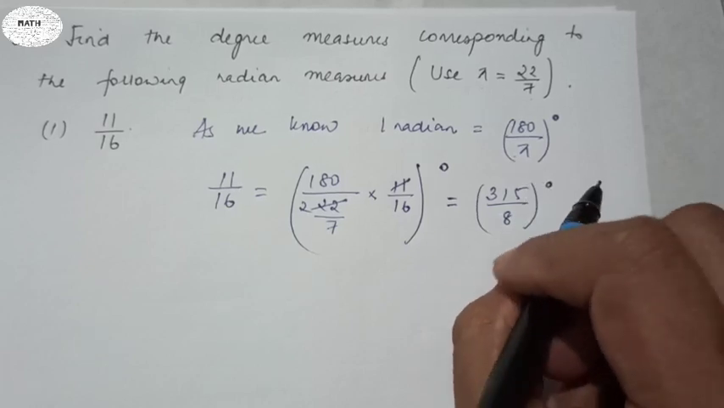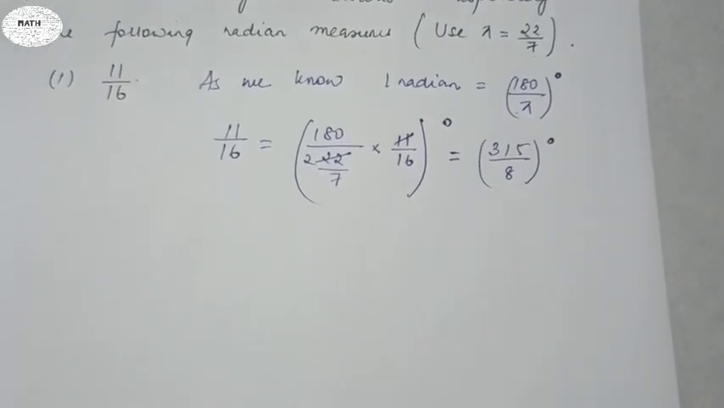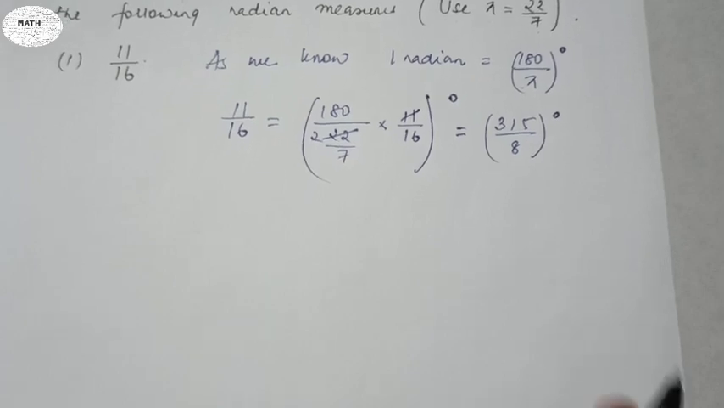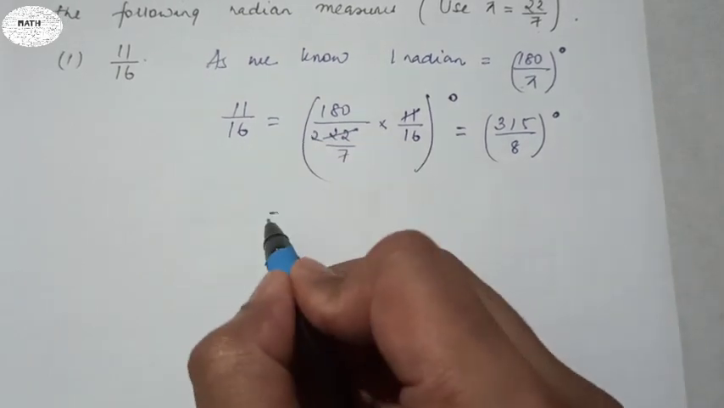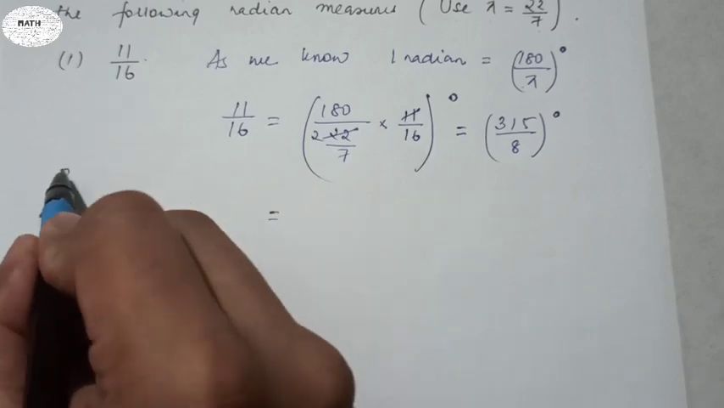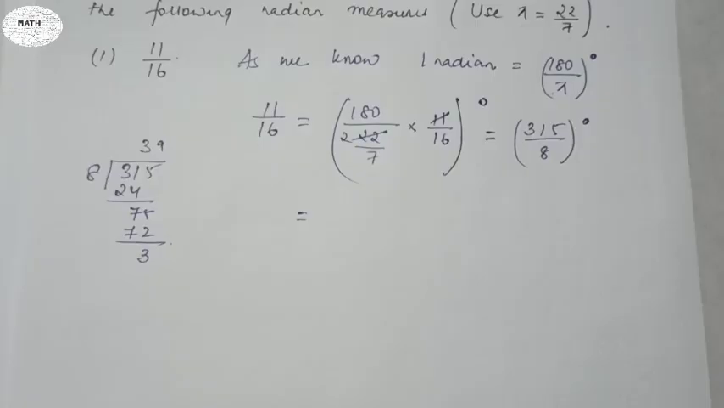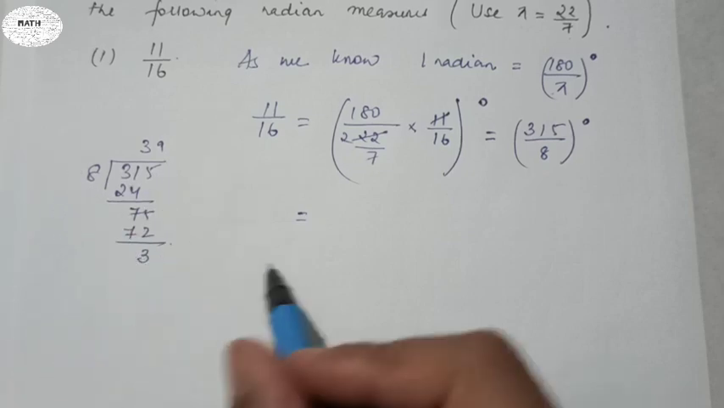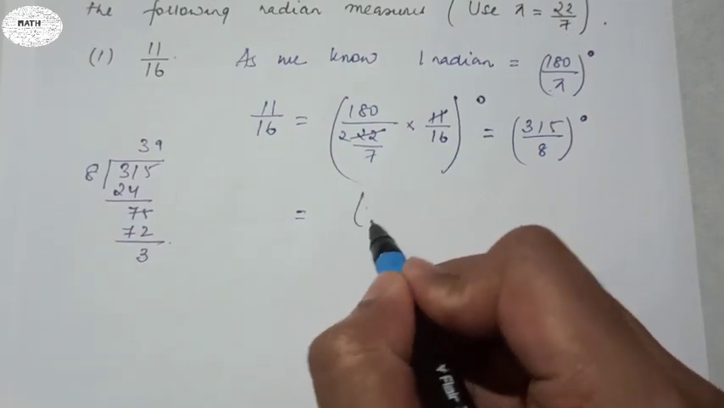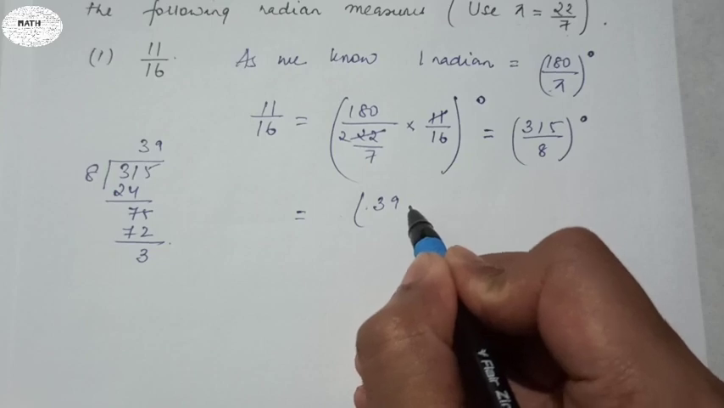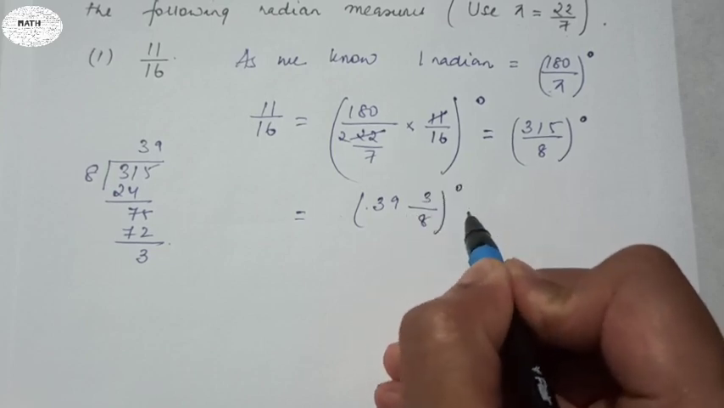Now if you look at the answer at the back of your textbook, the answer isn't this one, nor is this one. If I solve this, I'll get 8 into 39 is 312, so the remainder is 3. So after solving, I got the answer to be this one. If I write it over here, that will be 39 3 by 8 degree.